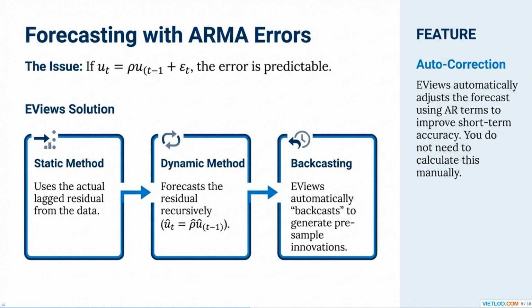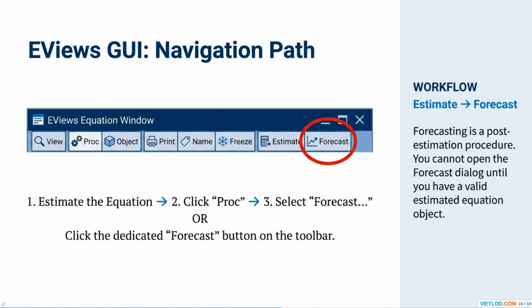In a static method, where we perform one-step-ahead forecasts within the sample, EViews directly uses the actual observed lagged residual to make the current prediction more precise. For dynamic forecasts, which project into the unknown future, actual residuals aren't available. Here, EViews forecasts the residuals recursively, using the estimated AR coefficient, so u_t equals rho u_t minus 1. A clever aspect is backcasting, where EViews generates pre-sample values for innovations if initial lagged residuals are missing. This entire process is an automatic feature in EViews, ensuring your forecasts benefit from autocorrection without manual calculation, particularly improving short-term accuracy.